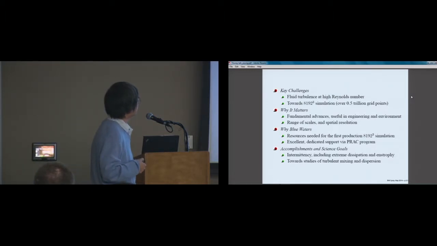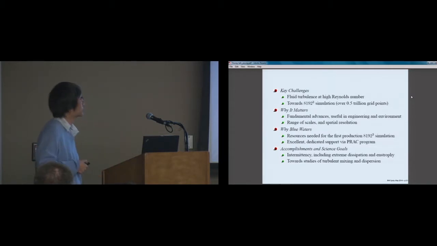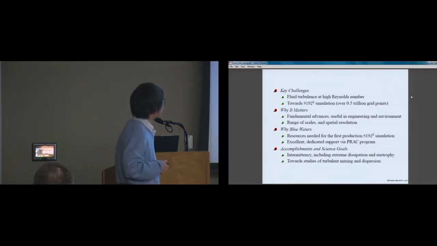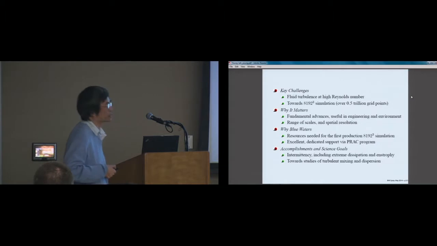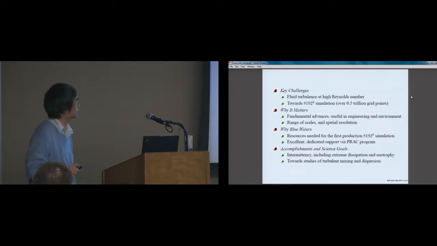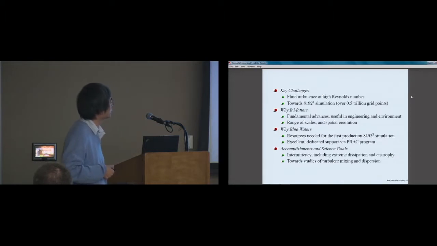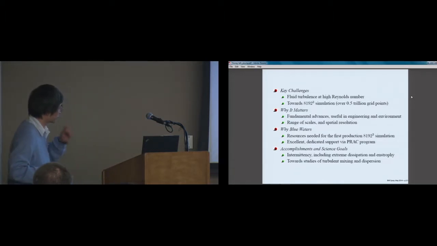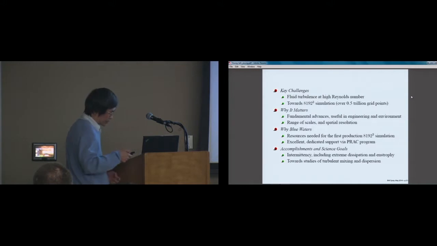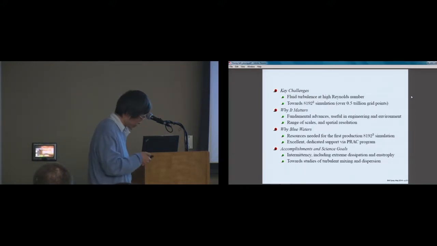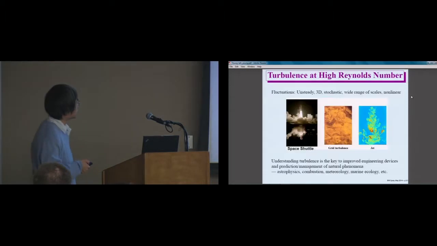And why would such a large simulation matter? Well, that's because of the importance of turbulence, and also because of the fact that we need to really resolve the range of scales. And why do we need Blue Waters? We tried to estimate the computational resources, and this is not something that we can do on other machines. And in particular, we have the support from the PRAC program that has been very important. And I'll try to say something about the science outcomes as well.